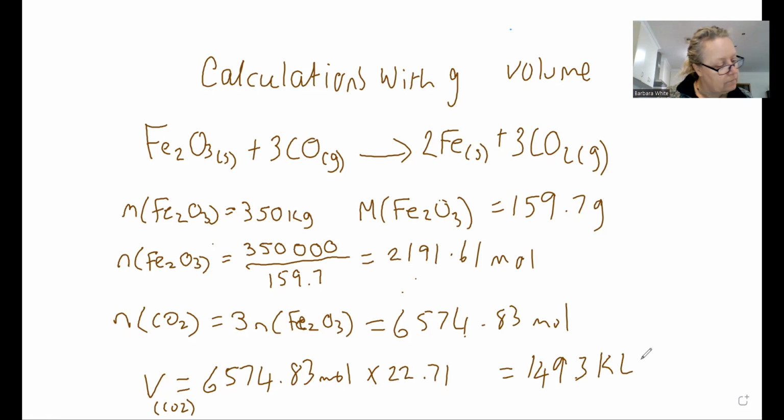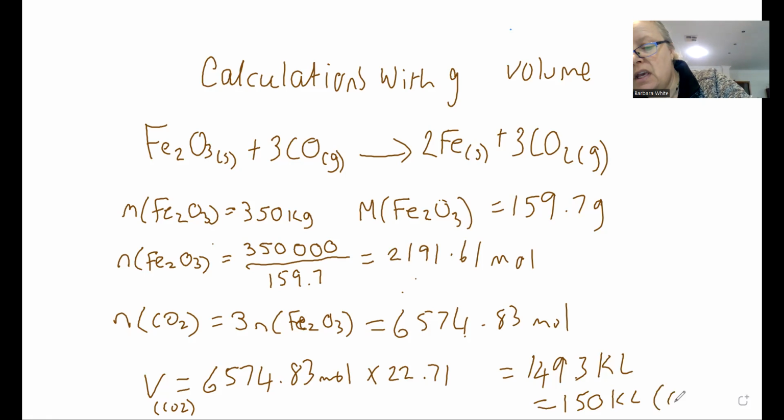Now, looking at significant figures, the question has 2 significant figures. So the answer has 2 significant figures. So we're going to change that. Instead of 149.3, we're going to make that 150 kilolitres. And I might even write there of carbon dioxide.